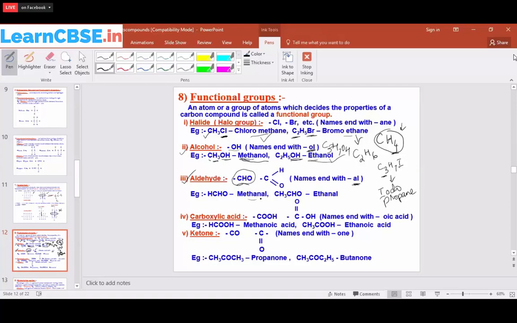So methanal. AL indicates that it contains the CHO. In this case, meth means only one carbon atom, and CHO already has one carbon atom, so we should not write one more carbon atom. In this carbon atom, it makes a double bond with the oxygen and a single bond with hydrogen, and one more bond we have to place with a hydrogen. This methanal is otherwise known as formaldehyde.